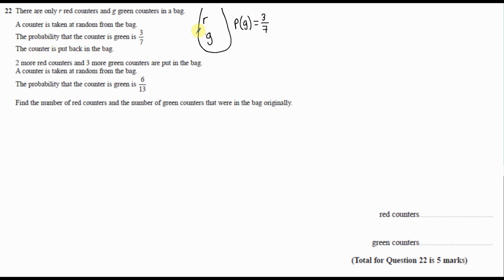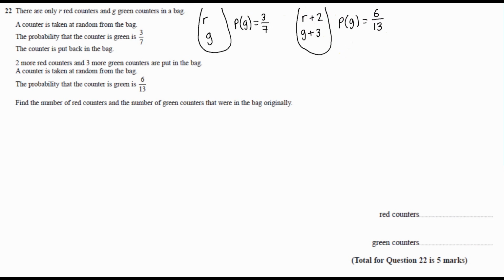Okay, the counters are put back in. 2 more red counters and 3 more green counters are put in the bag, and a counter is taken at random. The probability that the counter is green this time is 6/13. So what that's actually telling us is, in this bag there were R red counters. Now there's however many reds there were plus 2, and you've got the number of greens plus 3, and the probability that it's green now is 6/13.